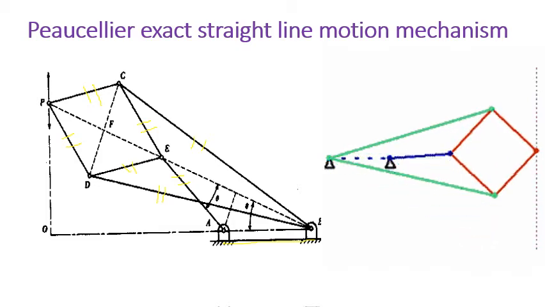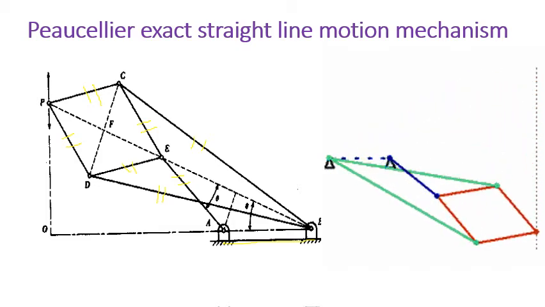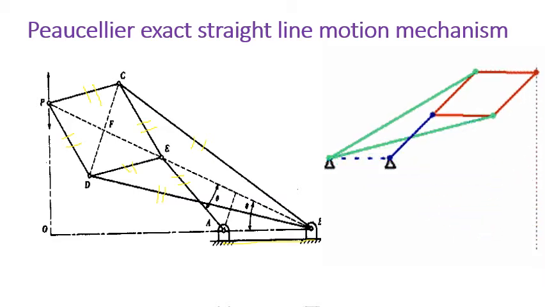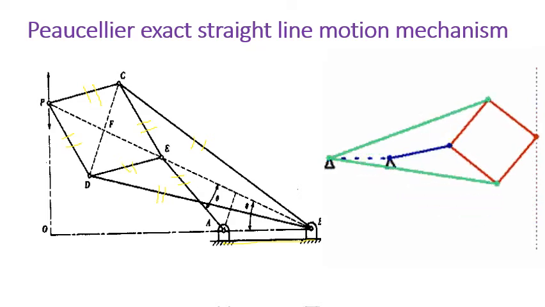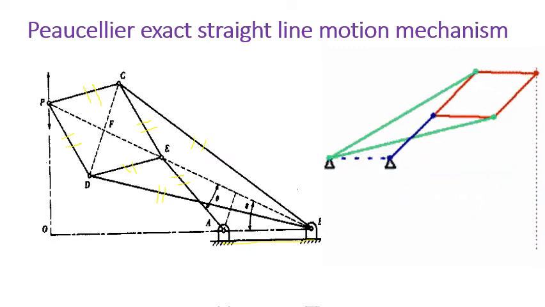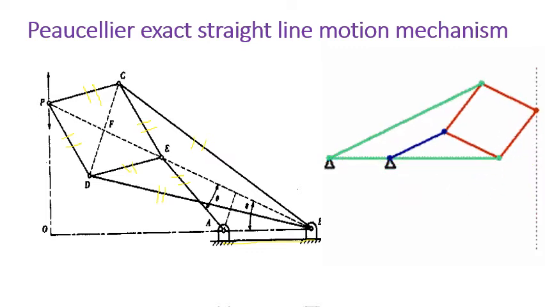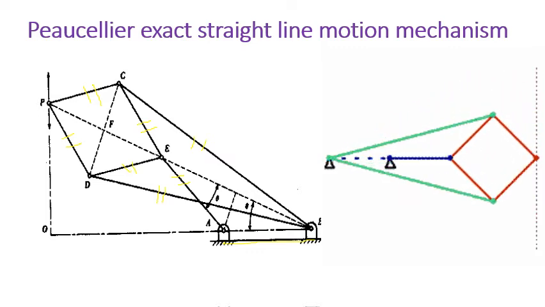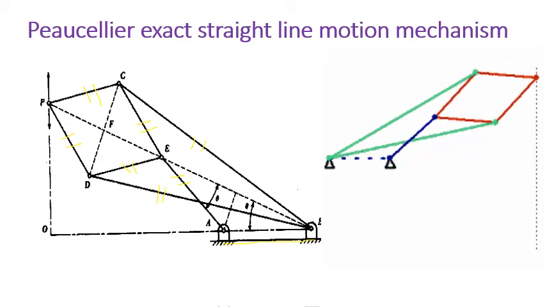So in the animation, you can see the blue link, that is link AE, is the input link. Through this, the movement of the entire mechanism takes place. When it oscillates about the point A, then the pointer at the tip P traces the exact straight line motion along the path PO.